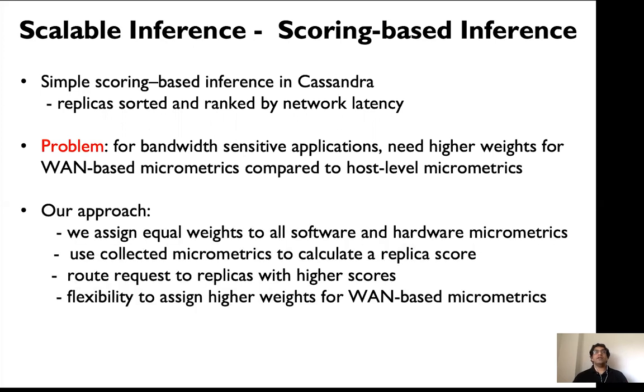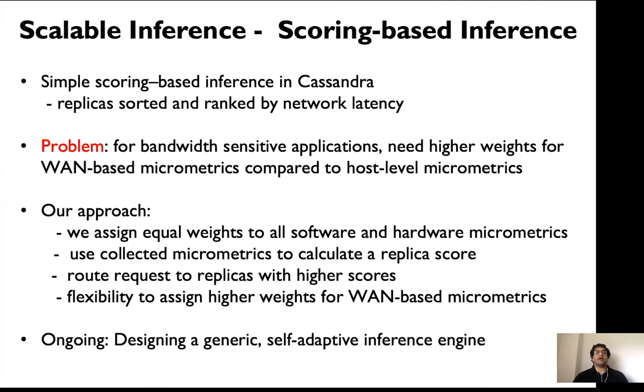So at a high level, one approach is that instead of only looking at network-level information, we look at equal weights for all software and hardware micrometrics. We use the collected micrometrics to calculate a replica score, and then we route requests to replicas with a higher score. We also provide flexibility to assign higher weights for WAN-based network micrometrics, let's assume, if an application demands higher bandwidth. However, our proposed mechanism is currently simple, and we need a more generic and self-adaptive inference engine that can automatically translate application-level metrics to a set of micrometrics, which is the scope of our ongoing work.